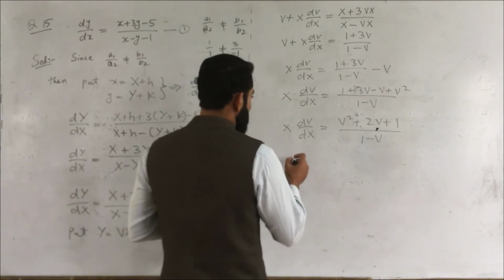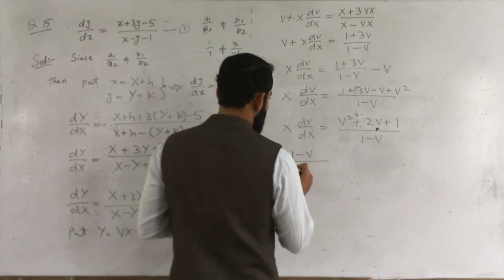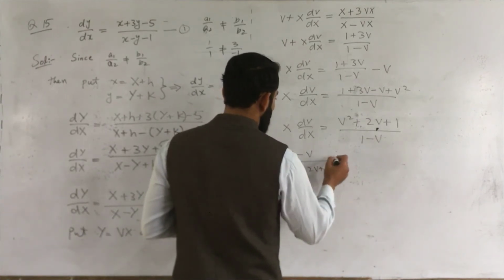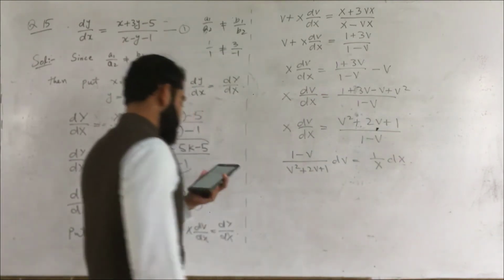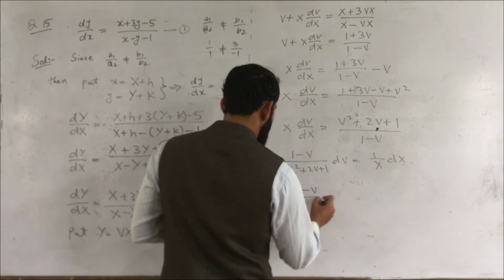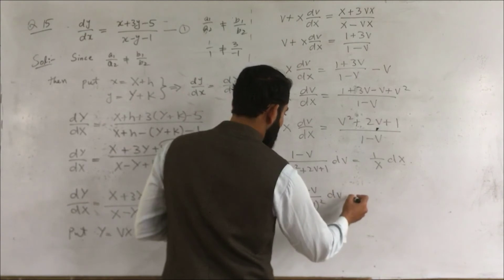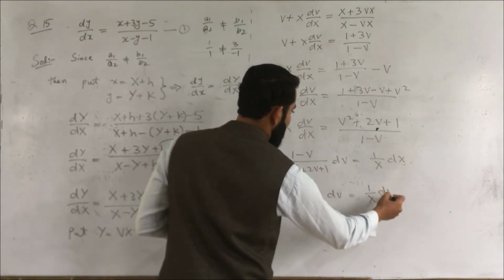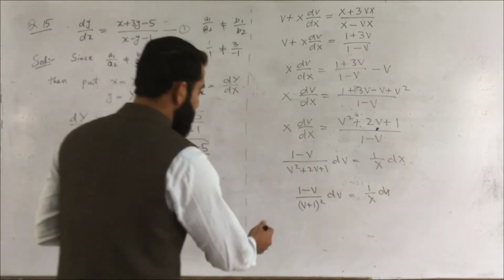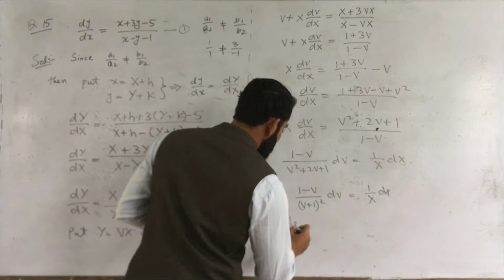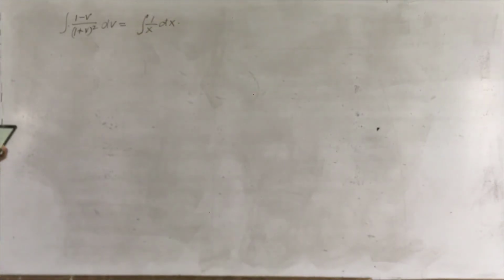Now separating variables. After separating variables, we get (1 minus v) divided by (v square plus 2v plus 1) into dv is equal to 1 over x dx. That is, (1 minus v) divided by (v plus 1) whole square dv is equal to 1 over x dx. Integrating both sides, now the variables have been separated.